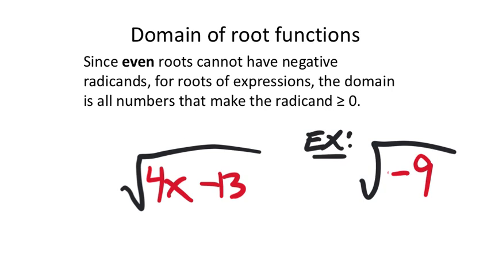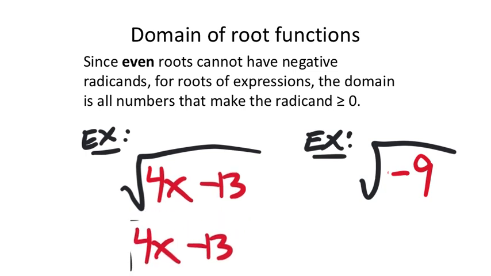So if we look at this first example that we started with here, I don't really care about the root so much as the radicand, the inside right there, right? So I'm just going to take the inside of the root, the radicand, 4x minus 13, and I just know it has to be greater than or equal to 0. I can solve this inequality, like we saw on the last slide. I can put that into set builder notation.